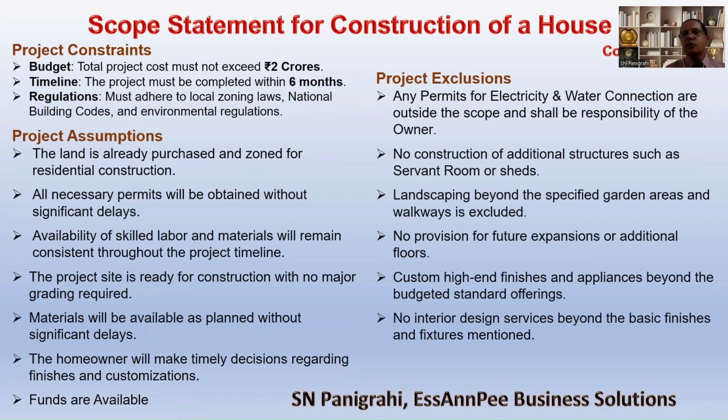Then project exclusions. The permits for the electricity and water connections are outside the scope of the project and shall be the responsibility of the owner of the house. No construction of additional structures such as a servant room or sheds, and landscaping beyond the specified garden areas are outside the scope, and no provision for future expansion or additional floors. These are some of the exclusions, meaning out of scope, which are not part of the project.